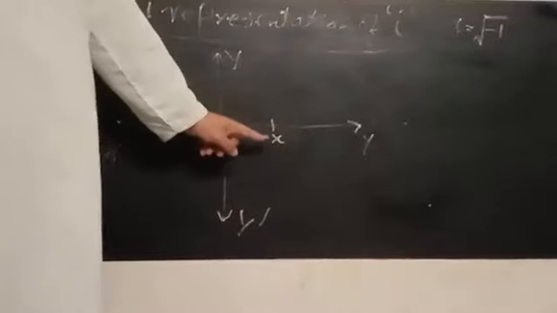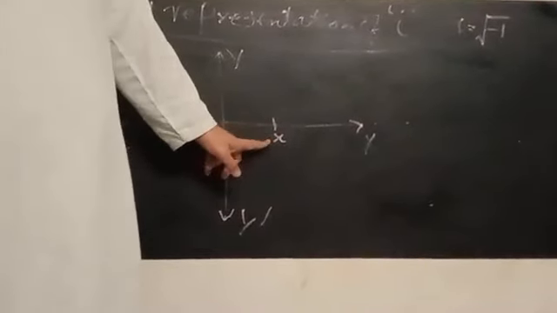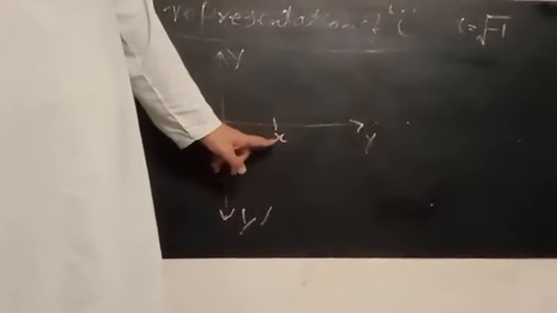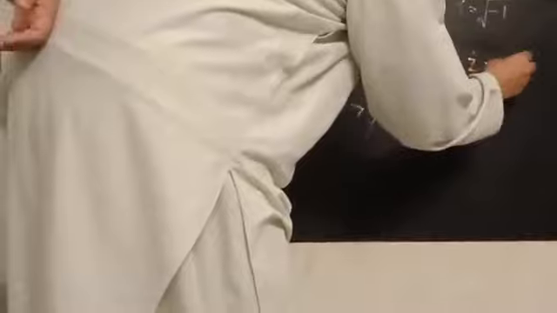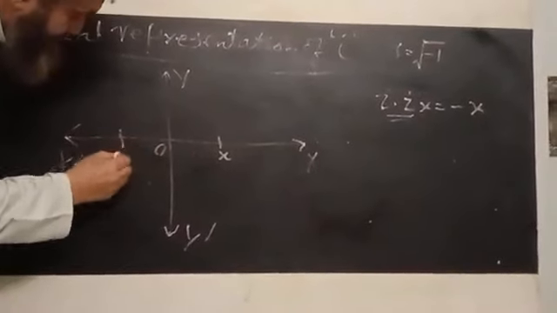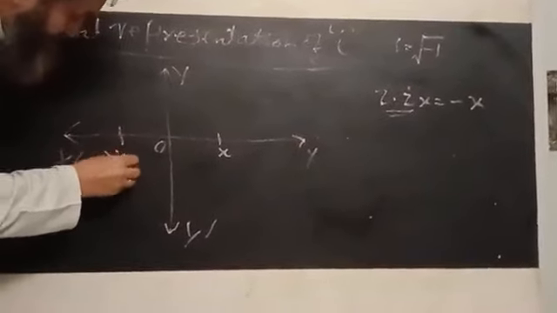If I multiply x with iota twice, then iota into iota x will be equal to minus x, as iota square is equal to minus 1. So if we multiply x by iota twice, this will become minus x. How will we represent minus x? Minus x will be here. This is minus x.